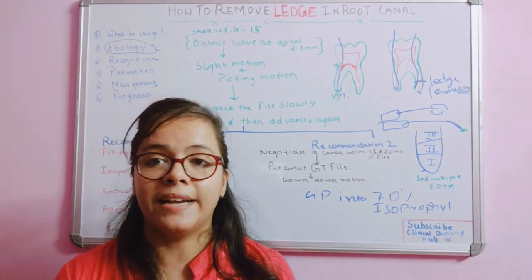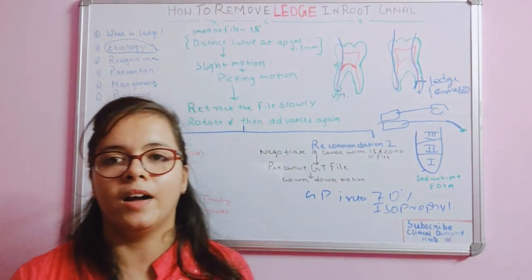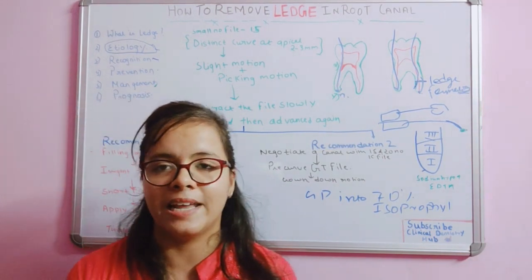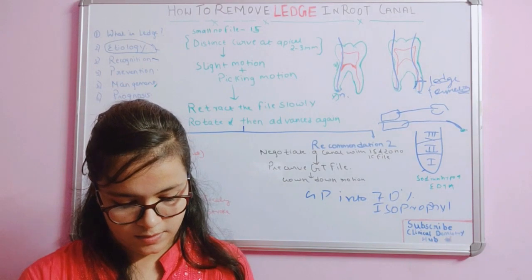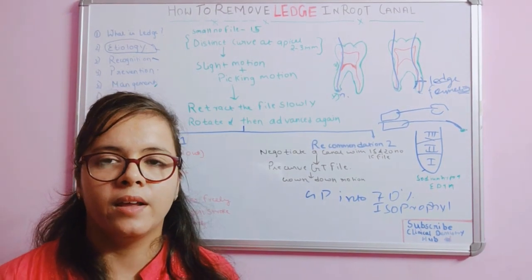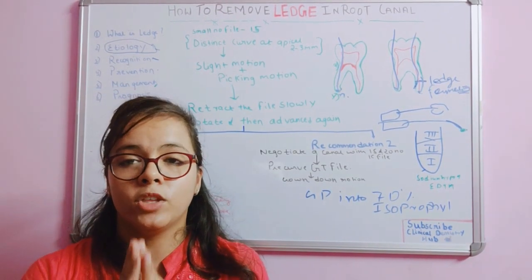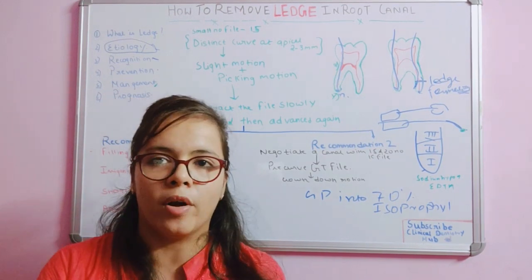And it is also said that in case when you are unable to clear off or bypass the ledge, you just have to use a thermoplasticized gutta percha to obturate it at that point. The last option with you is that you go for the endodontic surgery.